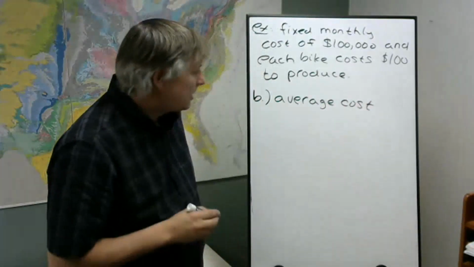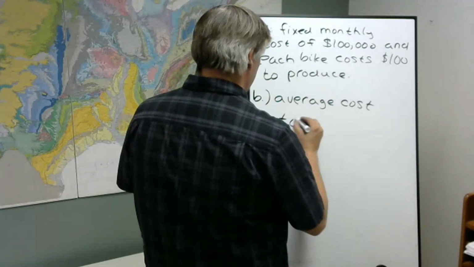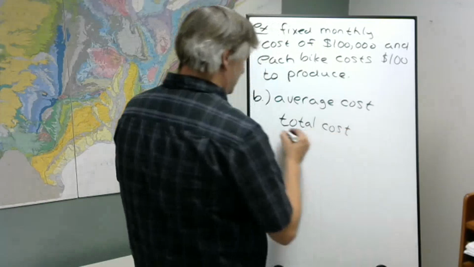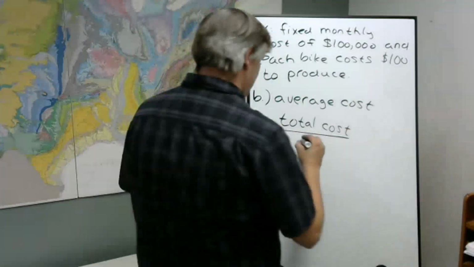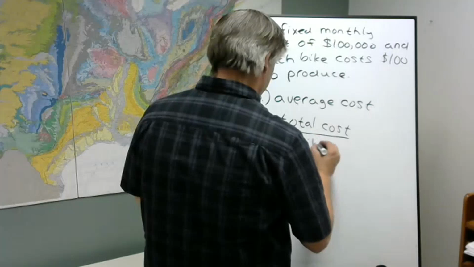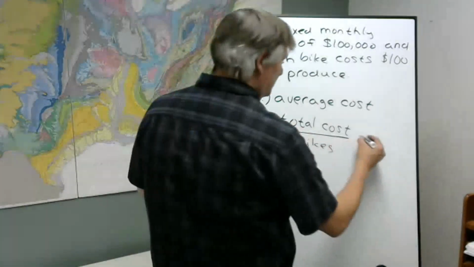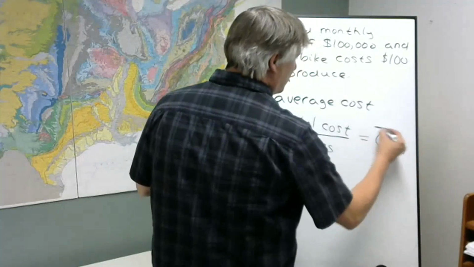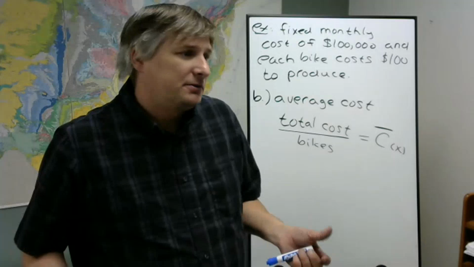Now, the average cost is the total cost divided by the number of bikes. And we denote this as C sub x with a bar over the C. A bar over something usually means average.